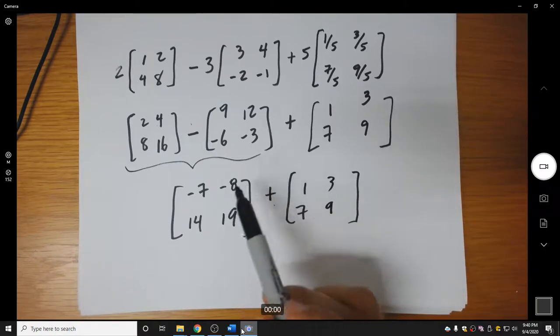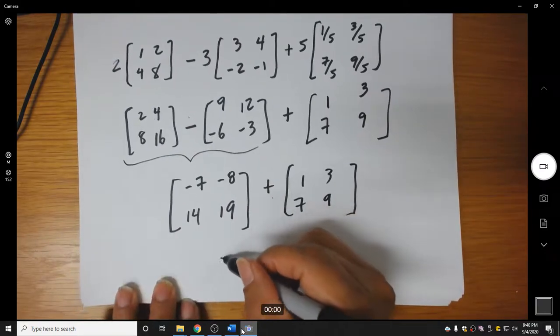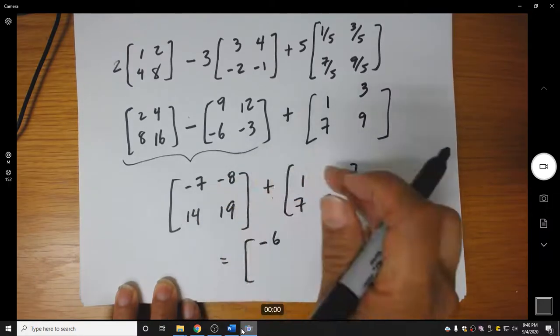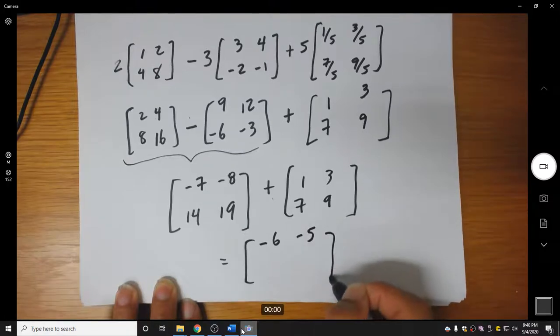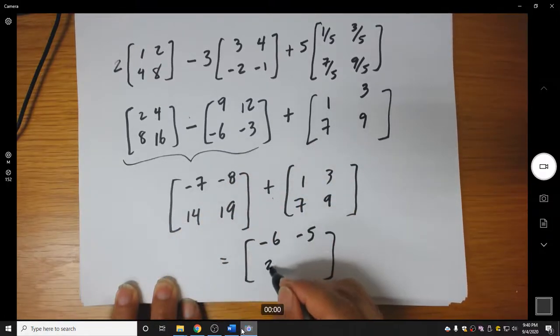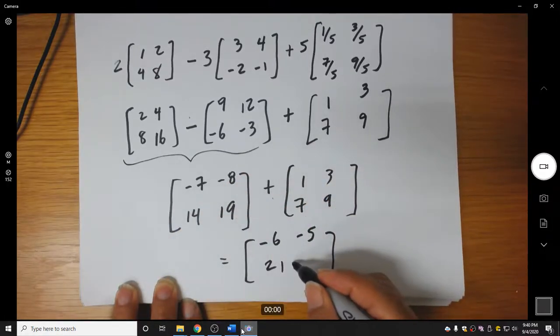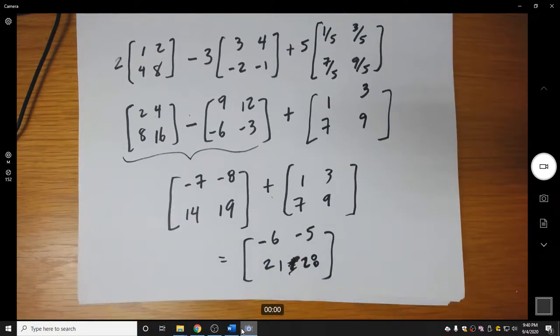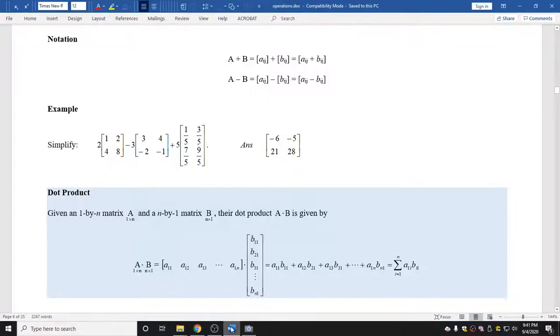Okay, now I add. So negative 7 plus 1 is negative 6. Negative 8 plus 3 is negative 5. 14 plus 7 is 21. 19 plus 9 is 28. There is nothing here. That's a mistake. Okay, so let's see. Negative 6, negative 5, 21, 28. Okay, so it looks like this went well.